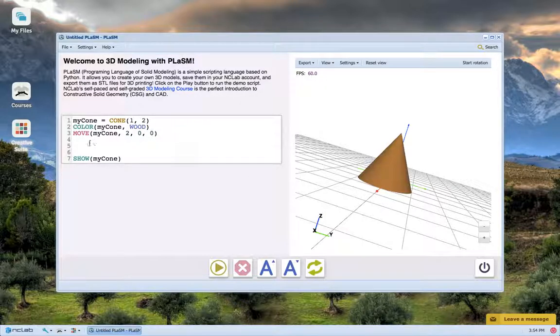I'll just add in the line of code here: rotate, my cone, as in the object to be rotated, 30 is the number of degrees to rotate it, and then a capital X, meaning rotate around the x-axis. Remember the right-hand rule, and imagine grabbing the x-axis here with your thumb pointing out with the arrow. The number is positive, so the rotation should be going in the direction of your fingers, wrapping around in the counterclockwise direction. Let's run our program.